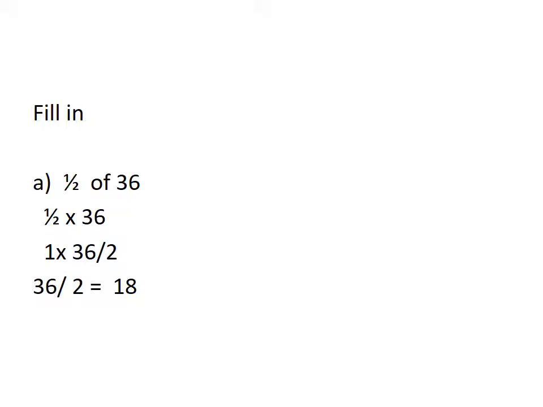When we multiply 1 with 36, 36 ones are 36, divided by 2. Now you divide 36 by 2 and you will get the answer 18. 36 divided by 2 is equal to 18.